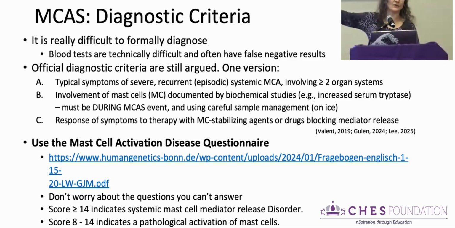So as a proxy, there's a questionnaire that you can fill out. It's available at this link, and the handouts have all the links active. So if you want to access those links with the PDF, just email me. And it'll ask you a bunch of questions about symptoms. And if you score 14 or more, that's associated with having mast cell activation disorder.